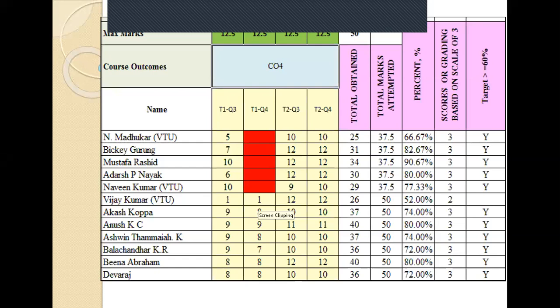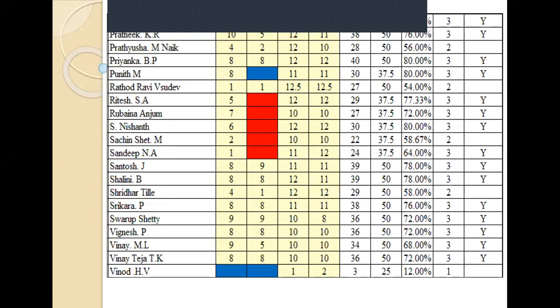Because the student did not attend these 2 questions, the total marks attempted by the student have increased enormously. So this is the way the attainment process is going to be affected. Similarly, if we go further, this process will go on, and we will try to identify all the students in the particular class.